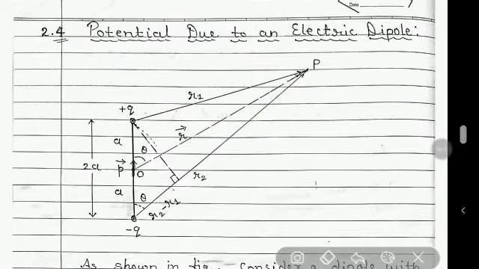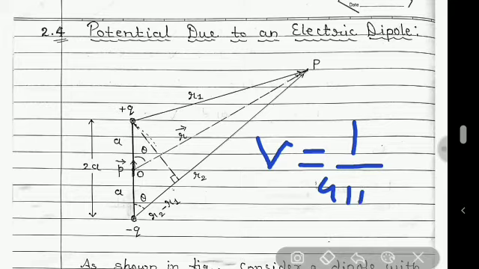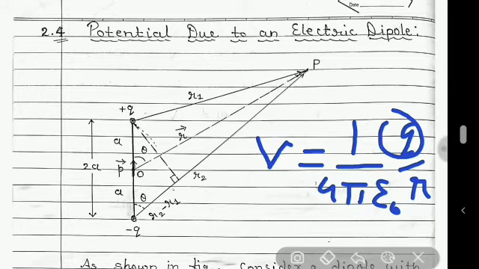Hello students, in our last lecture we studied potential due to a point charge, and the formula for that potential is V is equal to 1 upon 4 pi epsilon naught Q upon R. So this was the formula for the potential due to charge Q. Now the potential is positive if the charge is positive, and the potential will be negative if the charge is negative.